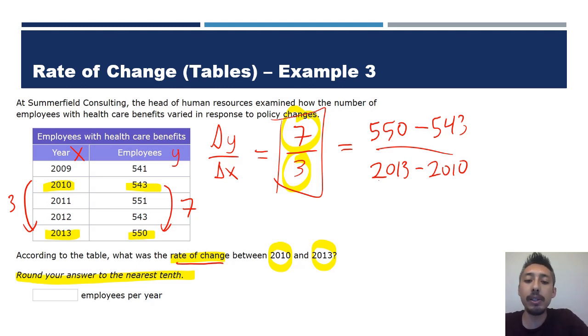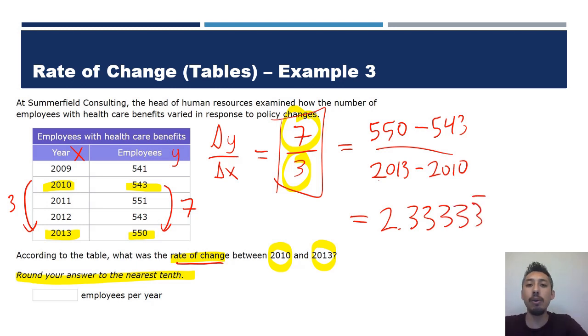If we type this into our calculator, 7 divided by 3, we're going to get an answer of 2.33333, and it's going to go on forever. So that's why we put the little line on top to represent that it continues, it repeats. We're being asked to round to the nearest tenth. As a reminder, the nearest tenth is this number right here, the first place value after the decimal.